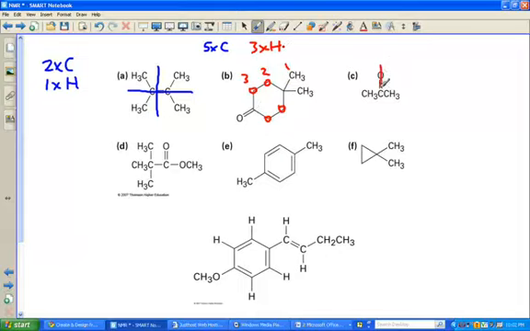This guy here, planar symmetry right down the middle. These two methyl groups are the same, the carbon in the middle is different, so therefore 2 carbon signals. If both the methyls are the same, there's only one type of hydrogen.